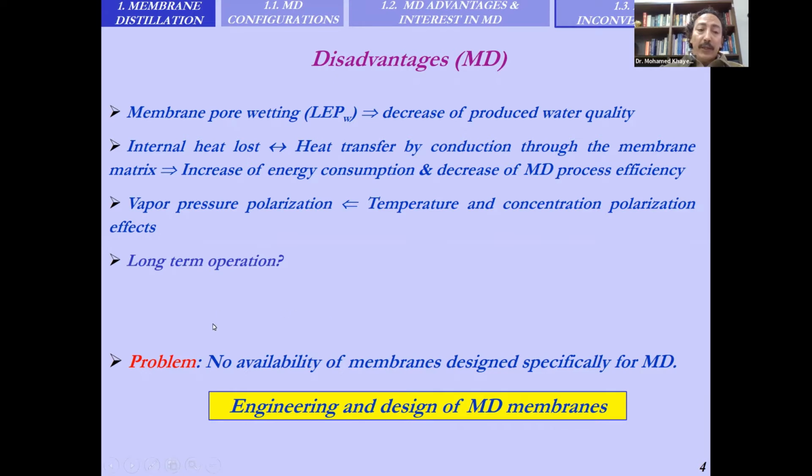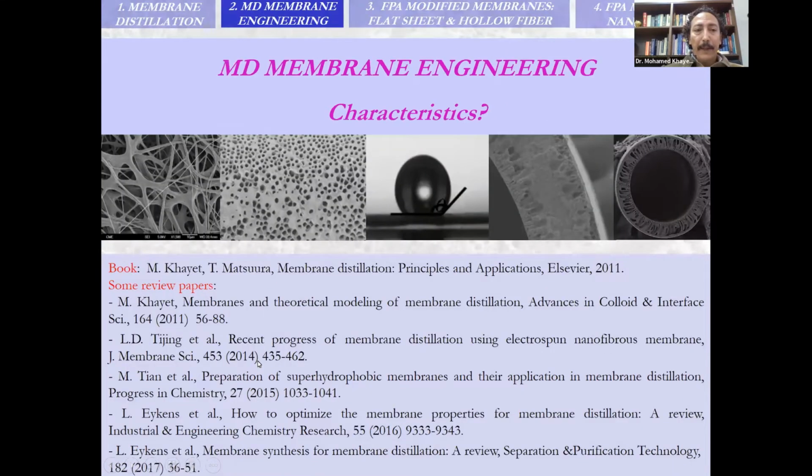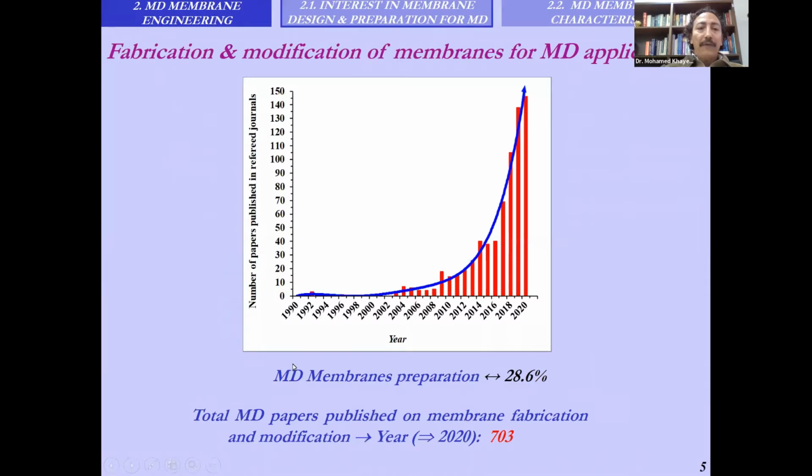The big problem here is the unavailability of membranes designed specifically for membrane distillation. This is why various research groups started to work on MD membrane engineering during the last decades. If we have a look at this figure, we can see the increase in number of published papers each year up to December of last year on fabrication and modification of membranes for MD. Up to December of last year, we have published 703 papers, which is 28.6% of the total number of published papers on MD membrane preparation.